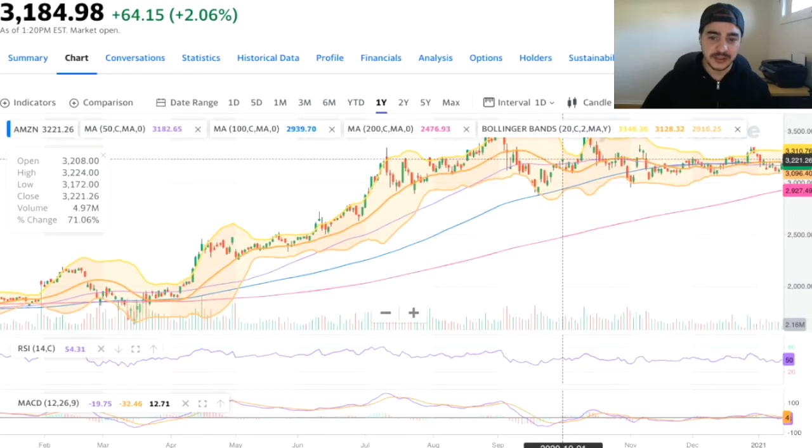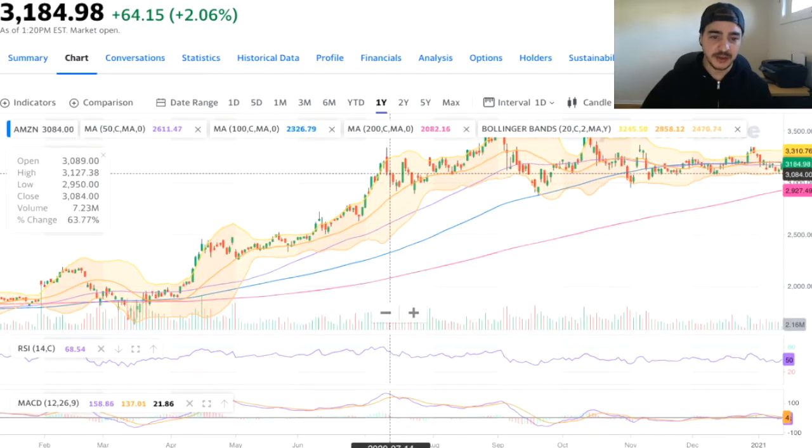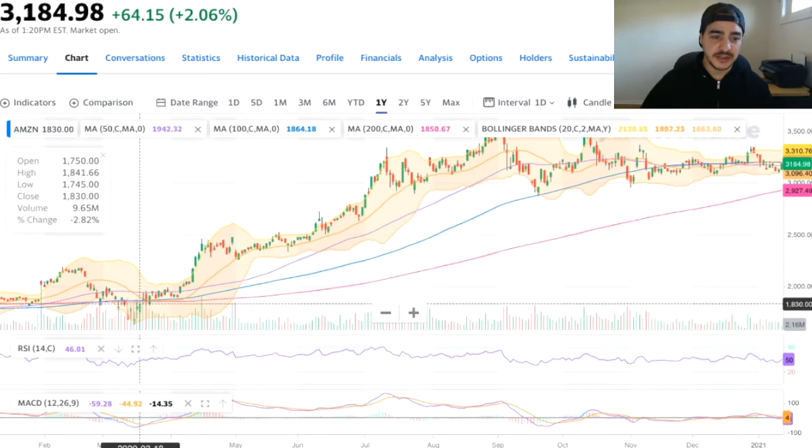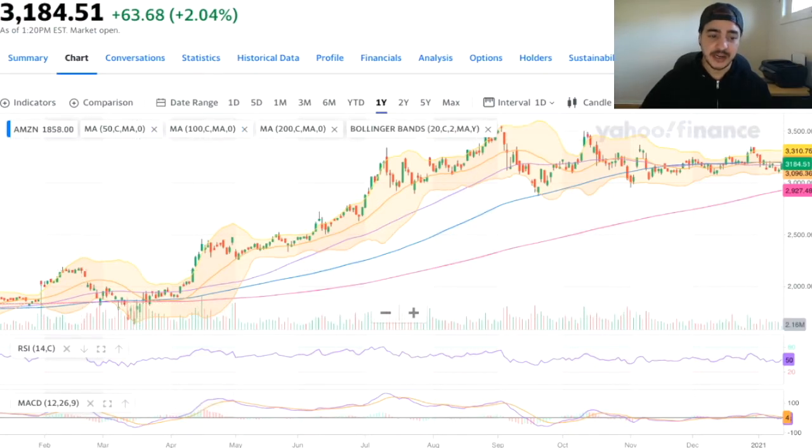You can see that I also have other technical indicators on this chart, including Bollinger Bands with a 20-day moving average. I also have other moving averages like 200-day moving average, a 100-day moving average, 50-day moving average, and down here I have RSI and MACD. Those are the main technical indicators that I use. I'm not going to go into too much depth on them right now. I will make another video in the future that goes in more detail on the top technical indicators that I use. But for now, those are the ones that I use.